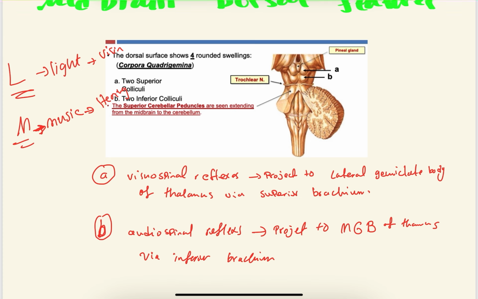So think of as in like you have your face, and you have your eyes, and you have your ears. So your eyes, they are up, so it's the superior colliculi, and down I have your ears, right? So it's down. So they are the inferior colliculi. This is how you can connect it.